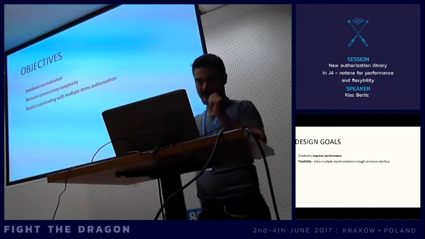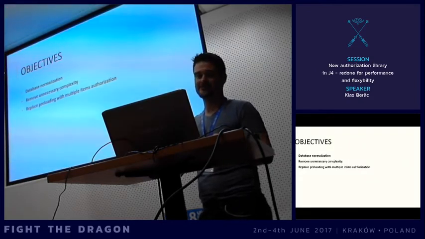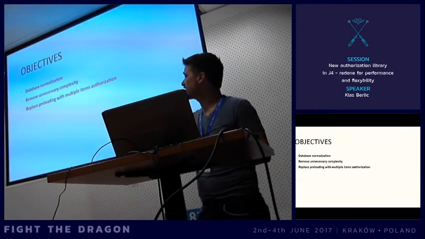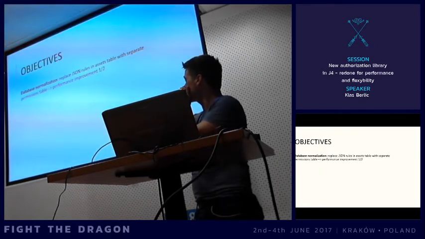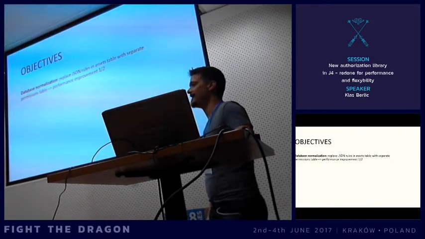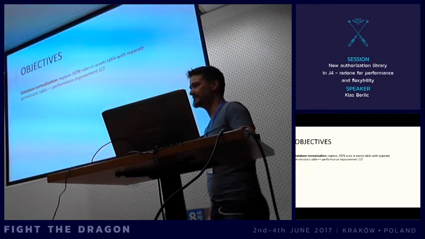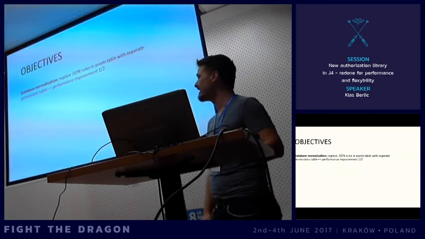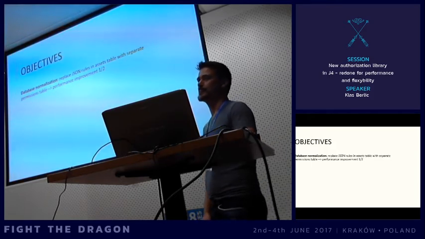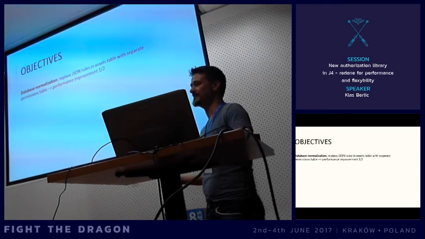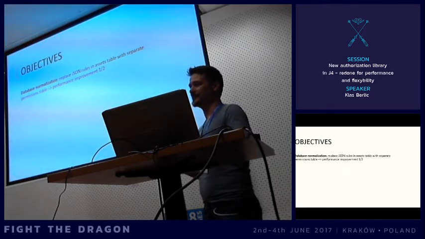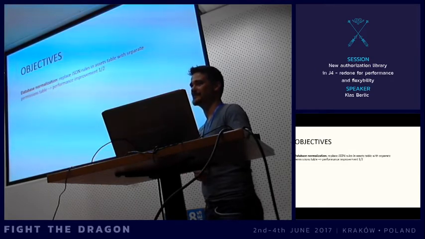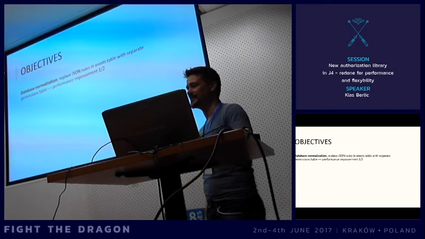So the more concrete objectives are database normalization, removing unnecessary complexity, and replacing preloading with multiple items authorization. For database normalization, currently we have the asset table with a column holding a big JSON string, and this is very hard to optimize. For instance, if you look for just the edit permission, you need to pull out the whole JSON and unpack it, so processing is very slow when you are talking about long Boolean items.